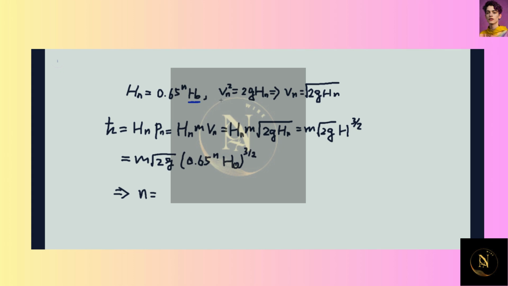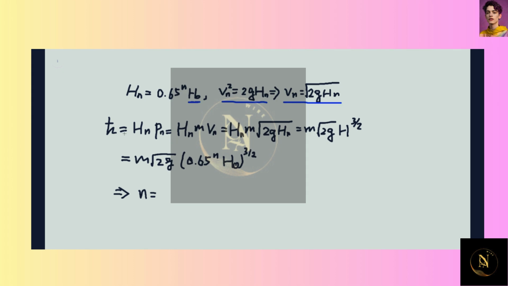And then from kinematics, we've learned that from v final squared minus v initial squared equals 2 times acceleration times displacement, we get this expression: vn squared equals 2g hn. And taking the square root, we get vn equals this.